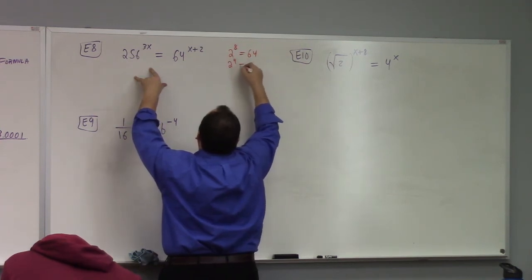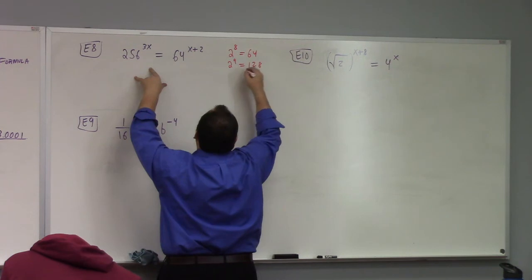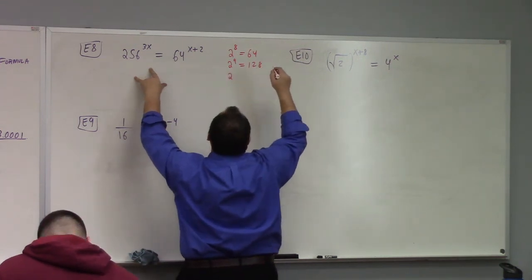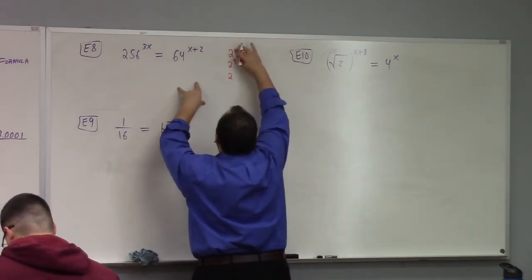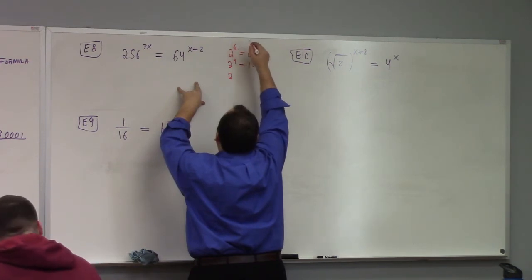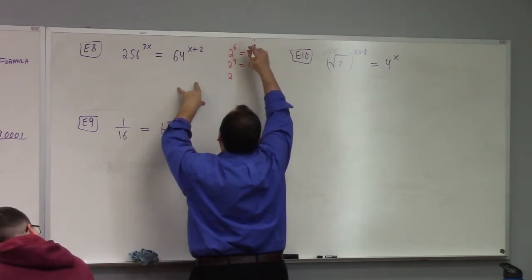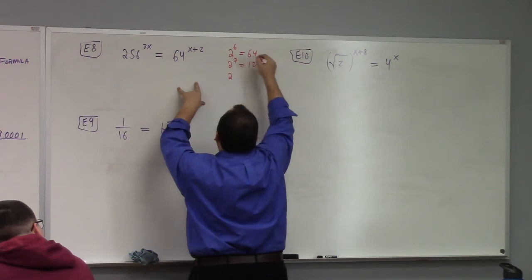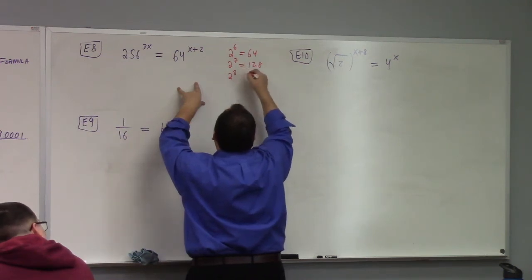2 to the 9th is 128. 2 to the, am I wrong? Yeah. That was what? 2 to the 6 is 64? Is that right? Correct me, that's fine. 2 to the 7th, 128. 2 to the 8th is what?